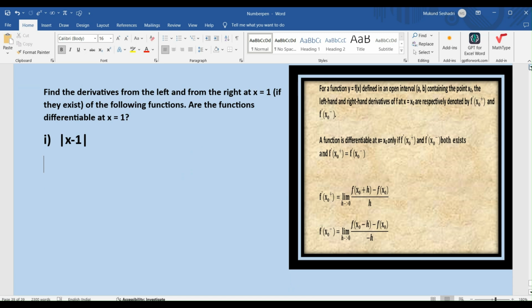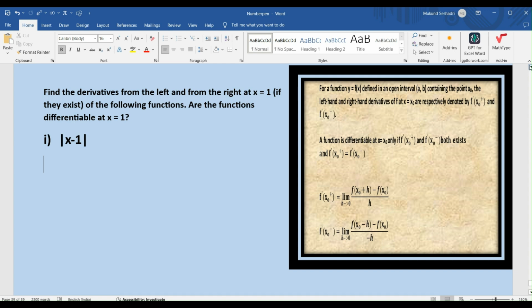So we have the problem on our screen. Find the derivatives from the left and from the right at x equals 1, if they exist, of the following functions. Are the functions differentiable at x equal to 1? So in this video and the next couple of videos, we will take a look at how to examine differentiability of a function at x equals x naught, right?